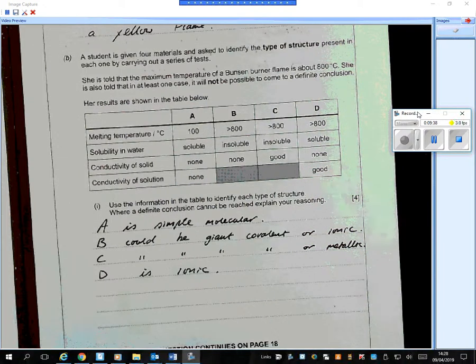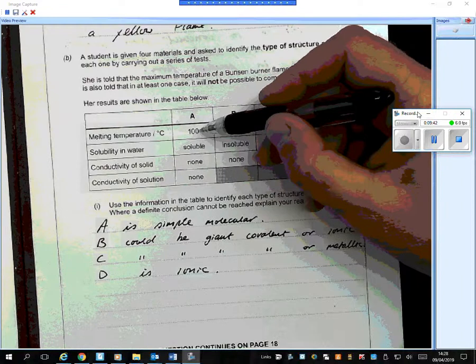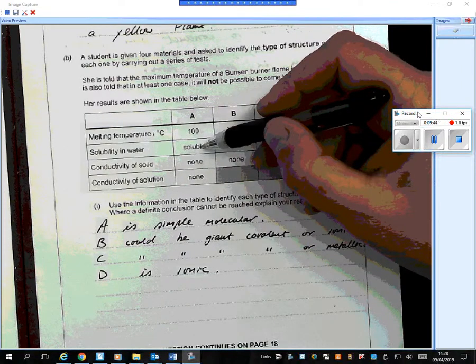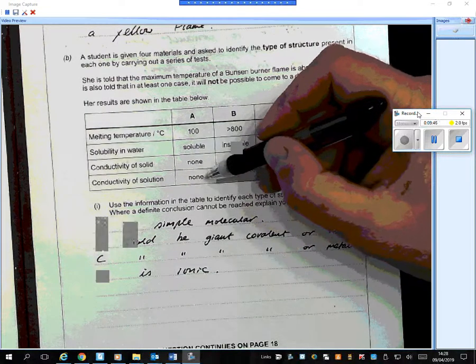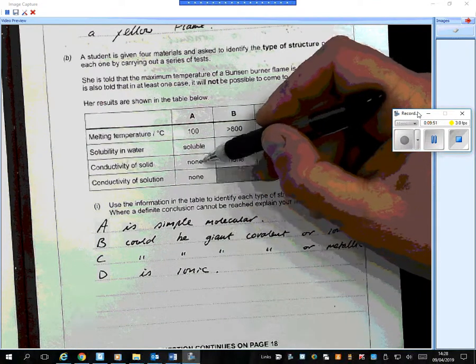On to this next question. You've got to tell them the type of structure available here. Well, you've got a low melting temperature here, soluble in water, conductivity none, solid or a solution, so this means it's got to be simple molecular.